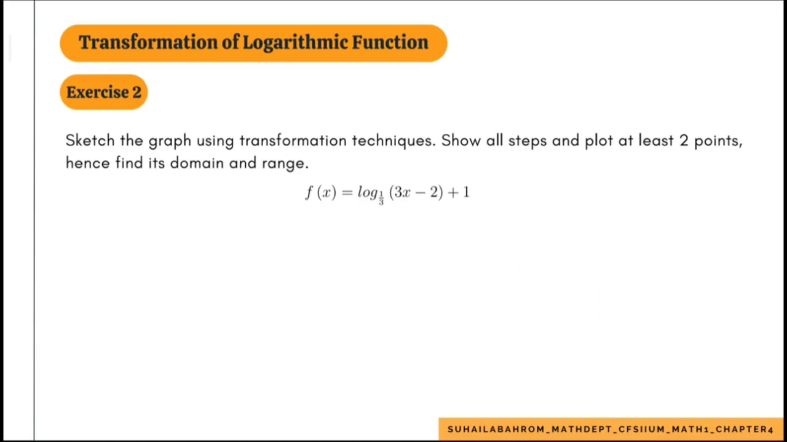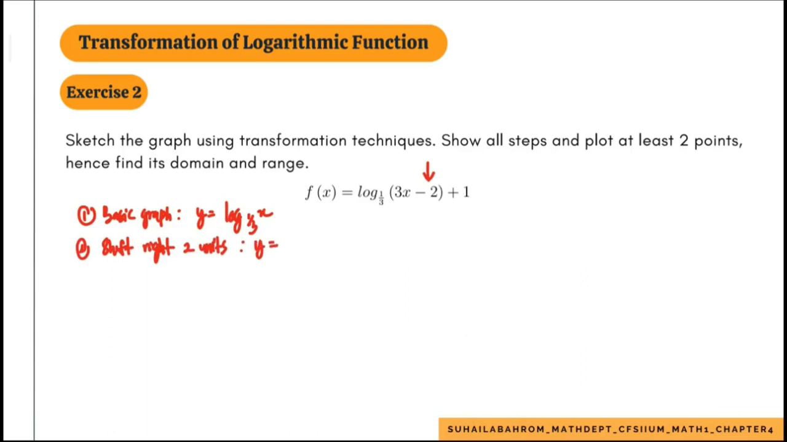So what is the basic function? The first graph refers to the basic graph. So we have to write down the function y = log x with the base 1/3. So this is our basic function. And then the next one, we have to apply any horizontal shifting. We have minus 2 here, which shows that the graph will shift to the right 2 units. So the function will become y = log(x − 2) with the base 1/3.